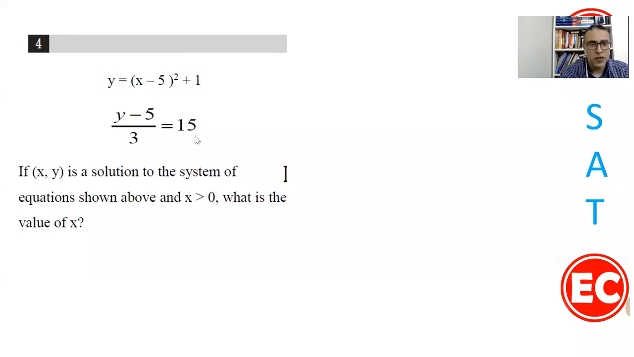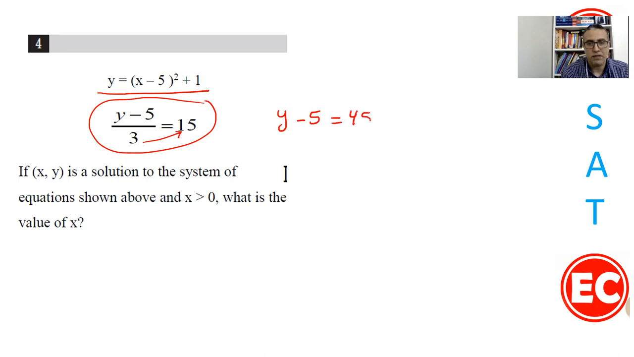Y minus 5 over 3 is equal to 15, and y is equal to x minus 5 squared. This is a quadratic equation. I need first to solve this equation. 3 multiplied by 15 is 45. So y minus 5 is equal to 45. By moving negative to the other side, it's going to be positive. So y is equal to 15.